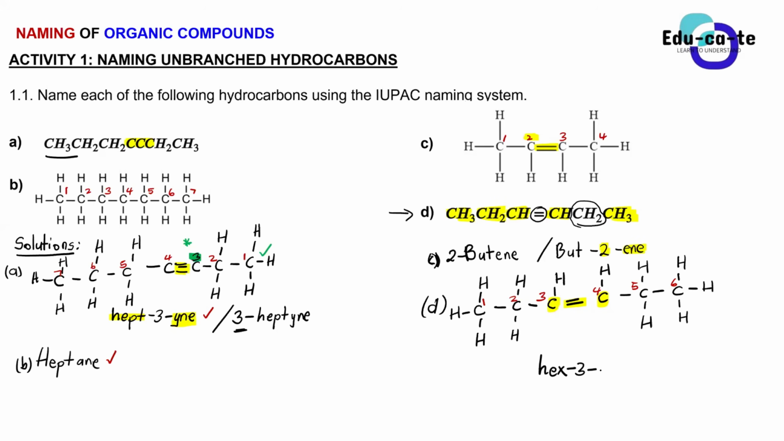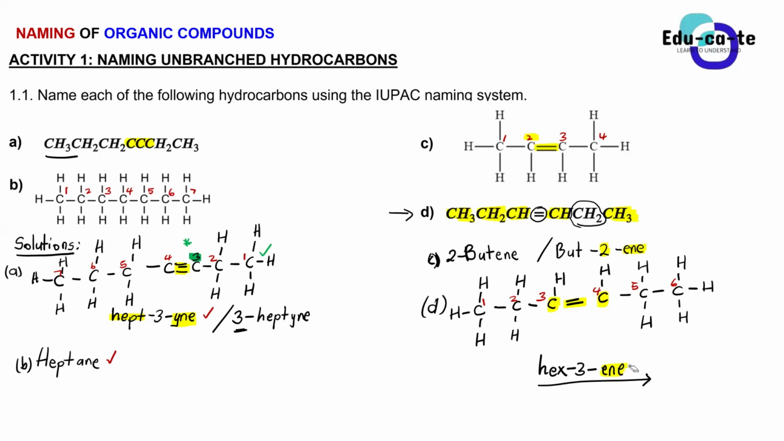So we're going to write ene, which is ENE. This is hex-3-ene, because we have got our alkene. By seeing the double bond, we know that this is an alkene. So at the end of this name, we must write ENE to show that this is an alkene. We did many exercises on how to identify the homologous series, so I expect you guys to already understand how to easily identify these homologous series.